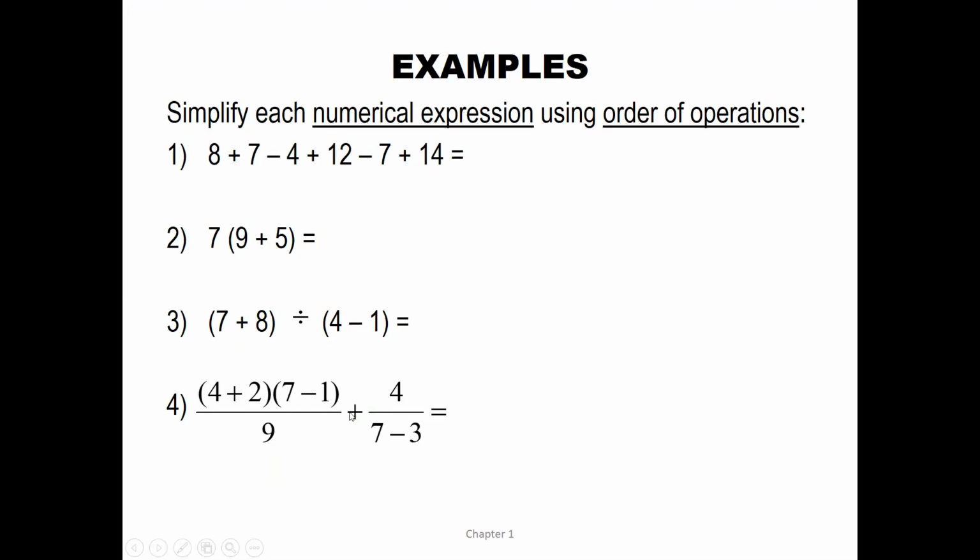Now, let's look down here at this fraction. When you see an expression like this as the denominator of a fraction, it is understood to be in parentheses. So we also simplify this to 7 minus 3 equals 4. So now we have 36 divided by 9 plus 4 divided by 4. So we do the division first. 36 divided by 9 is 4. 4 divided by 4 is 1. So we have 4 plus 1 equals 5.